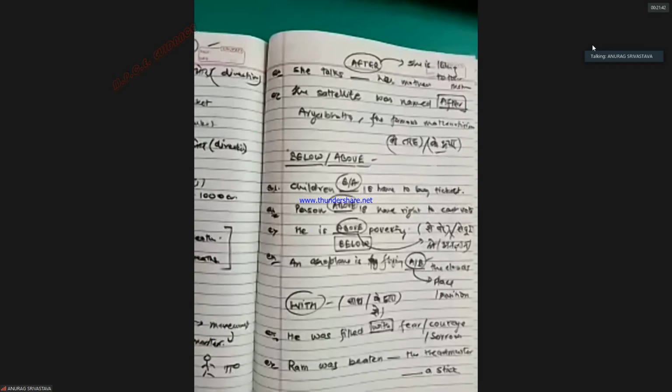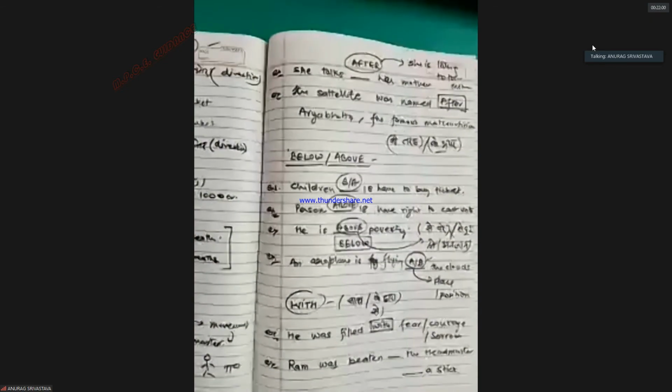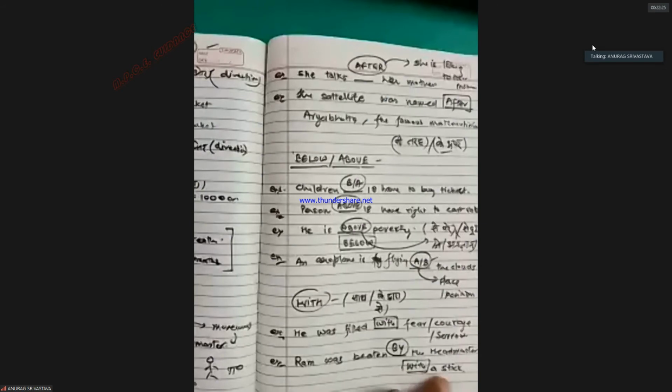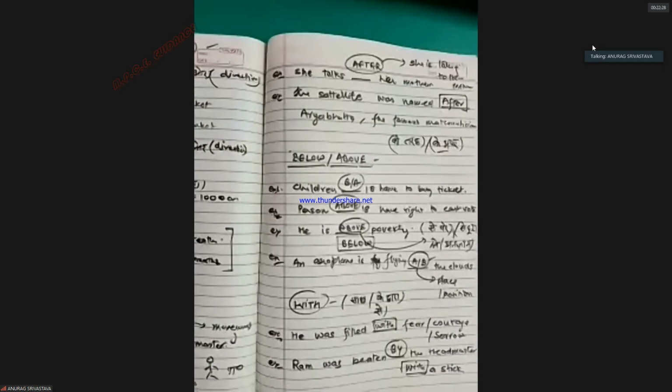So one of you please unmute your mic and tell me the answer. Okay, Eksha, can you tell the answer? Yes sir, sure. What will be the answer? Ram was beaten, filler the headmaster, filler the stick. Ram was beaten by the headmaster with a stick. Okay, fine. Because by is always placed before the doer. So the headmaster was the doer. The headmaster was beating Ram. So by will be placed before headmaster and with will be placed before the instrument with which he was beaten. Okay. Fine, very good. Move to another example.